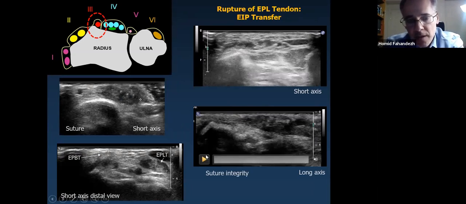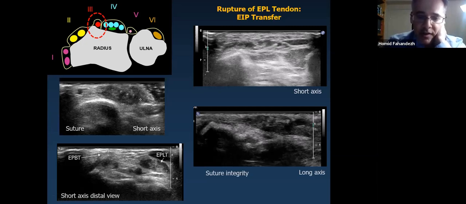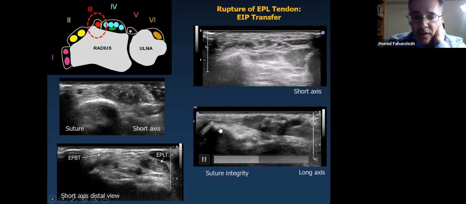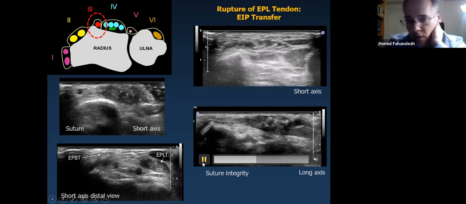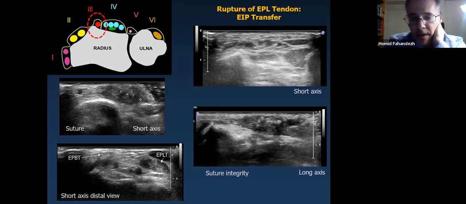But for me, the most important view when you want to check a tendon transfer is the long axis, because here you can ask the patient to move the thumb, and you can see how the tendon is moving correctly in the dorsal aspect of the thumb.